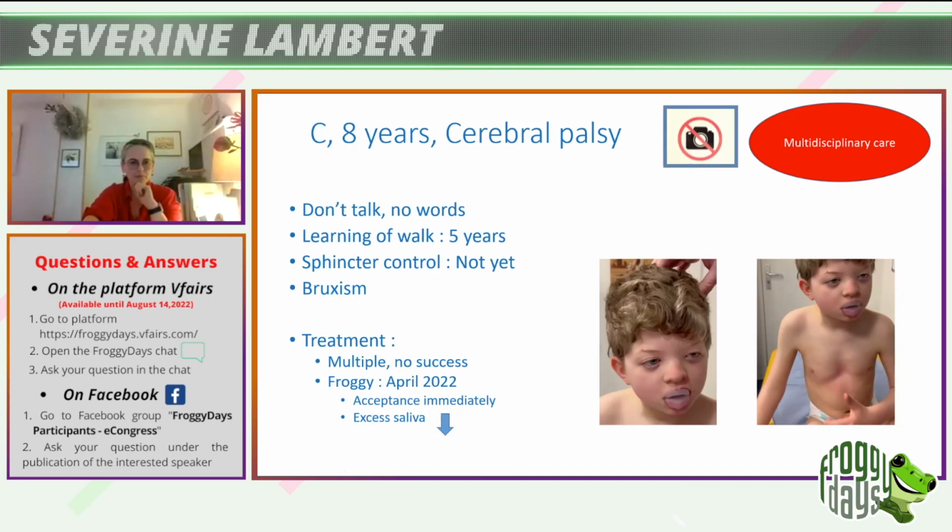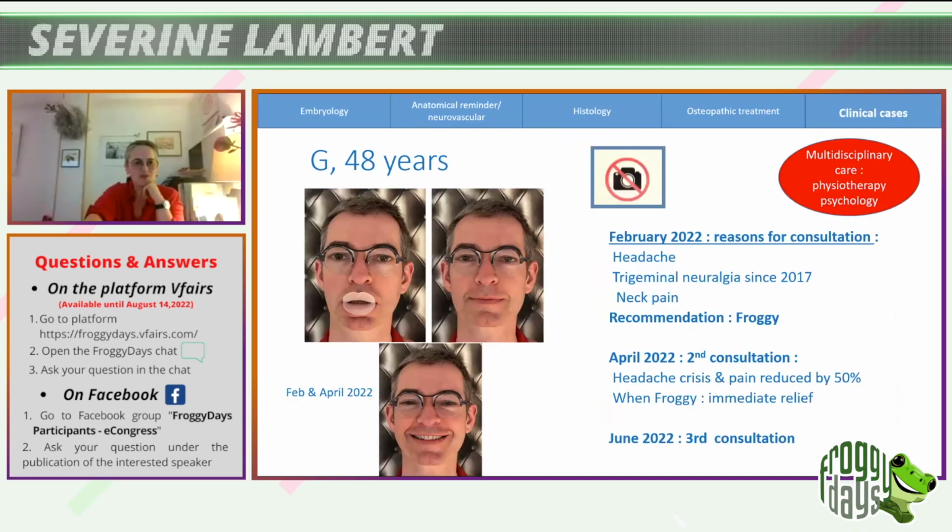And so here, this has nothing to do with pediatrics or anything, but I wanted to show you a case of an adult who's 48 years old, and he came because he had migraines. And yes, he's in multidisciplinary care. He has terrible migraines, and I offered Froggy to him in the second consultation.